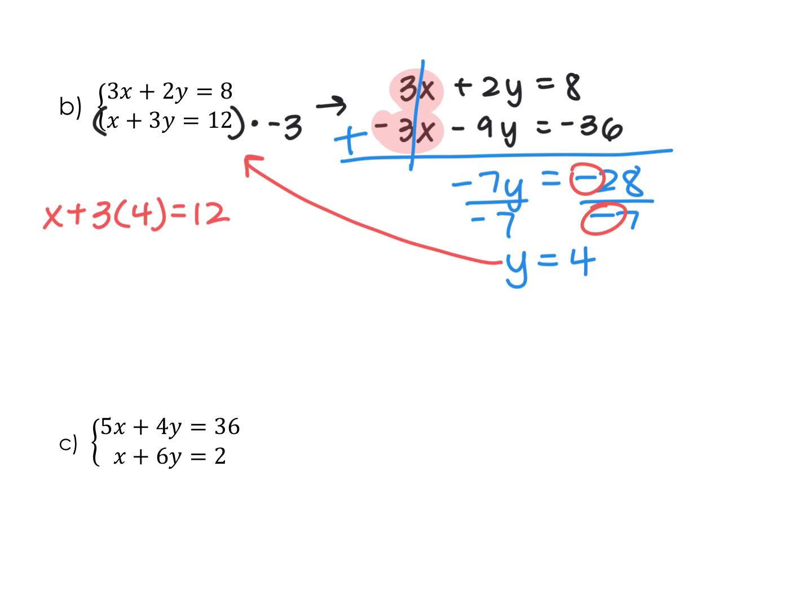The second one. What is 3 times 4? 12. And then would I subtract this 12? Yep. And what happens? Good. Is x allowed to be 0? Yes, it is. Don't be scared of the zeros. It is totally allowed. Okay. So my answer is 0, 4.